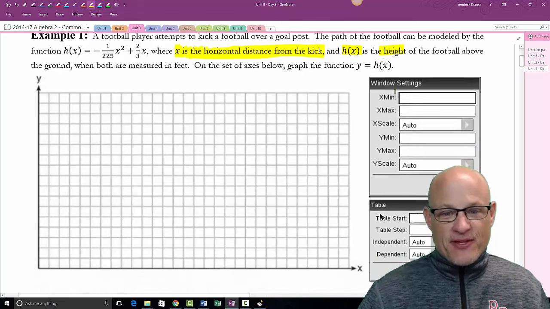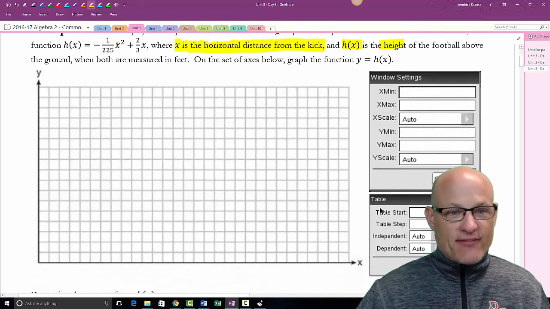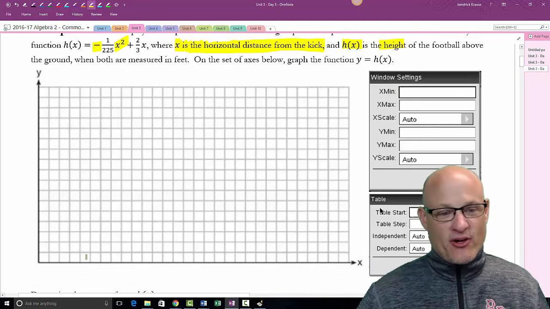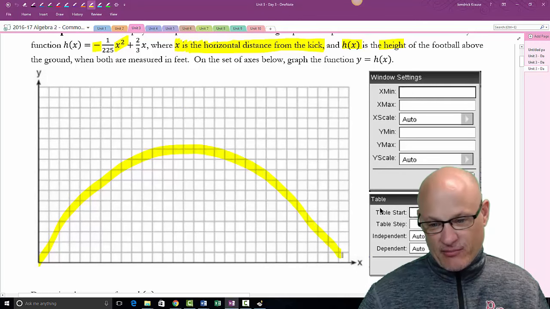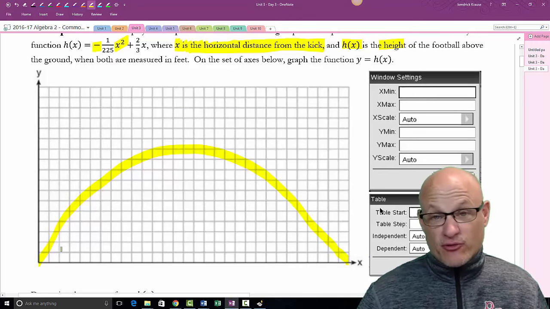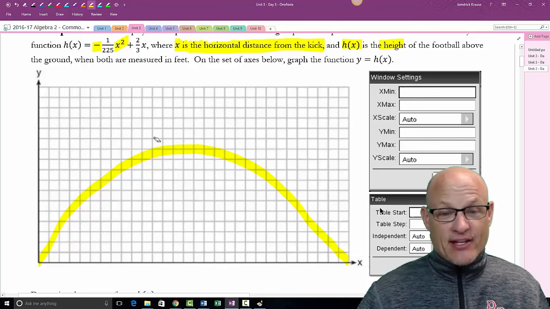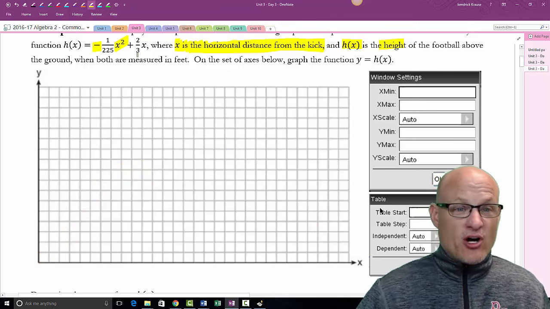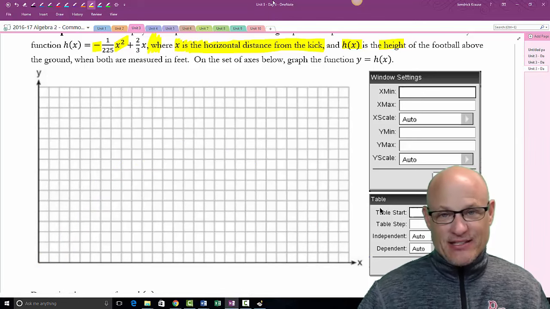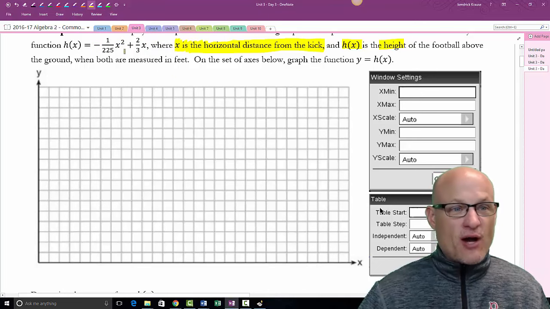Clearly I have an x squared here, so that's a parabola. It's a negative x squared, and that kind of makes sense. My ball's going to go up, and it's going to come down. Footballs start on the ground, and they end on the ground. Since it's starting on the ground, do you see any c value? Do you see any constant? There's no constant there, which means that the y-intercept is zero. So I already know a point to graph.